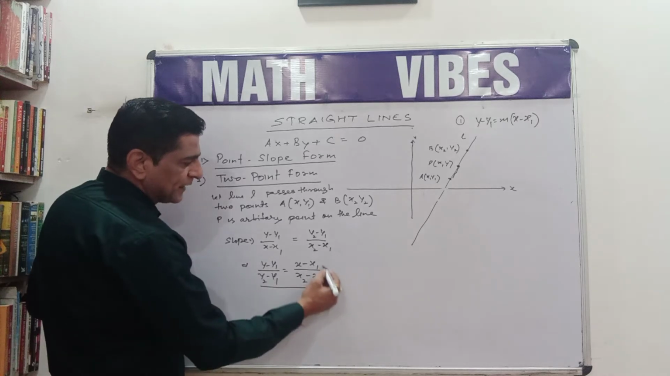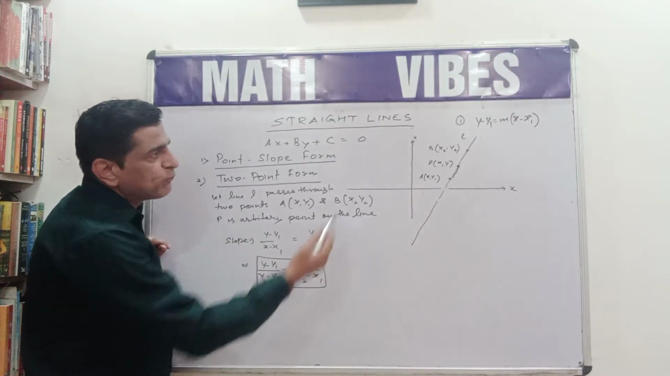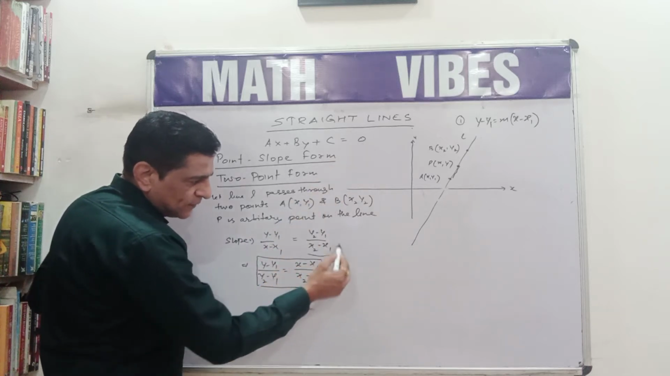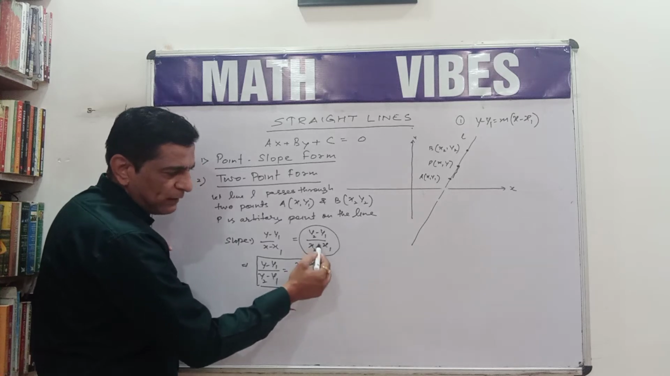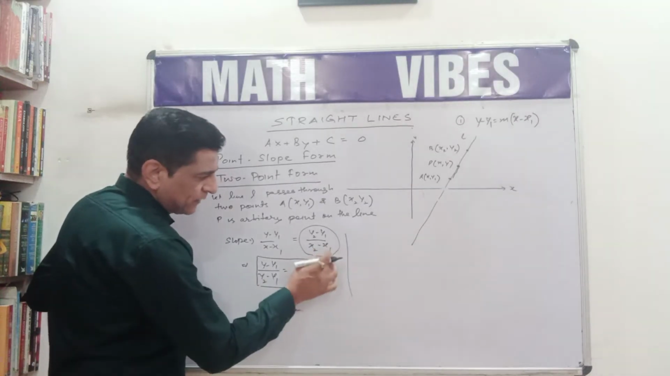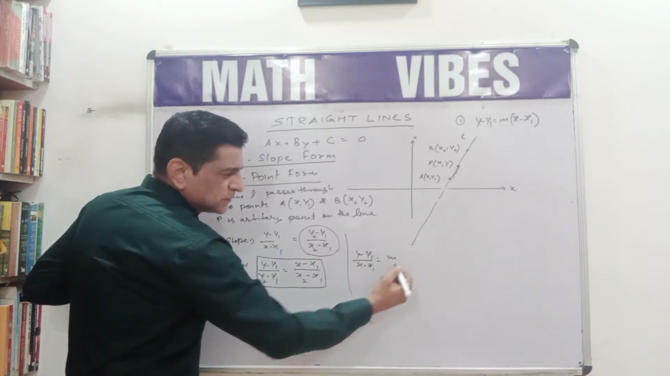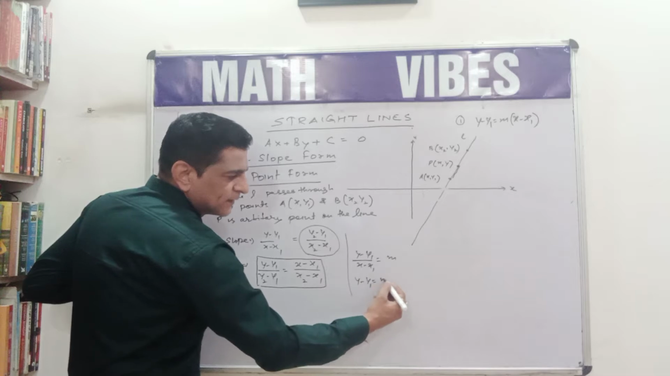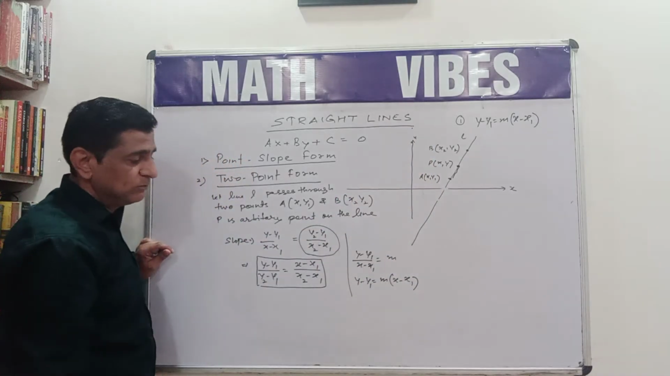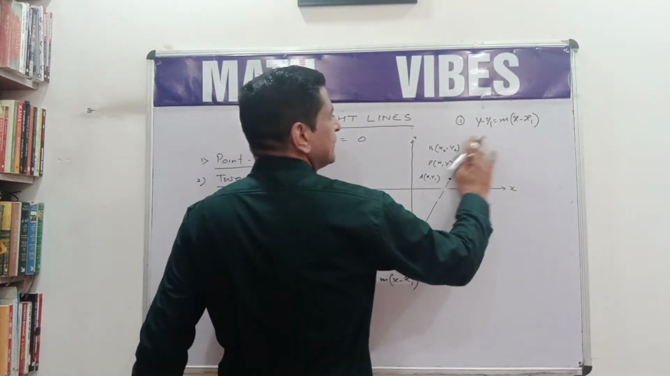This is the equation of a line in two-point form, and let me tell you, this is an extension of point slope form only, because we all know that (y2 minus y1) upon (x2 minus x1) is the slope. So if we substitute this as m, we will get the same form, that is point slope form. So this is the equation of a line in two-point form. Let me write it here.